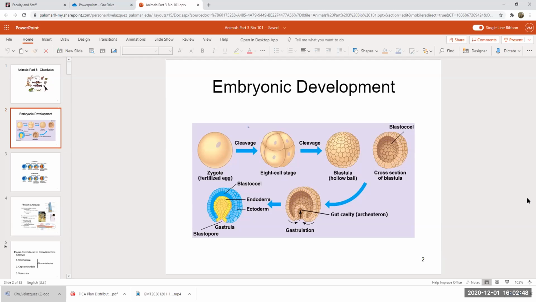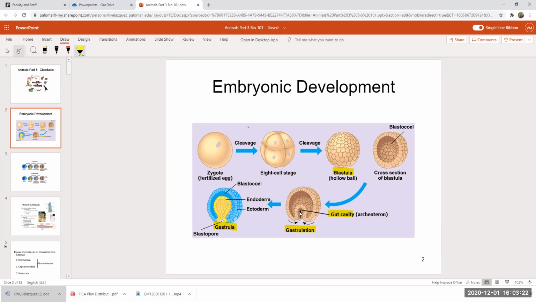Also, we talked about the blastopore. A blastula is this hollow ball of cells that forms in embryonic development in animals. And that hollow ball of cells then at some point starts to indent and become what's called the gastrula. And that indentation is called gastrulation. That indent becomes the gut cavity of the animal. And that first opening becomes the mouth in protostomes, and it becomes the anus in deuterostomes.